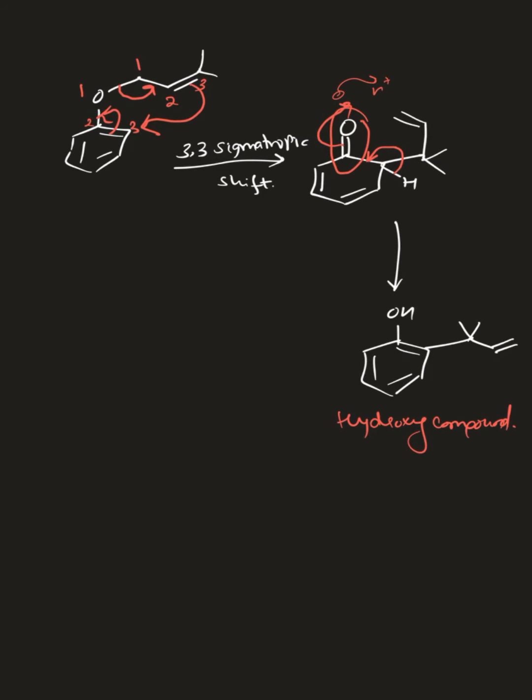So basically, looking at the mechanism, we get to know how the phenolic derivative gives a hydroxy compound. This is the basic mechanism for the Claisen rearrangement, where the double bond attacks the third carbon atom and this double bond shifts to form a ketonic compound, and thus again there would be tautomerism to regain the aromaticity and we'll get a final product in this case.